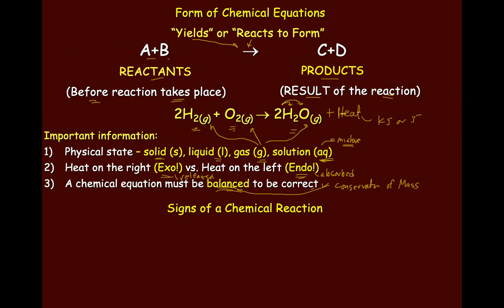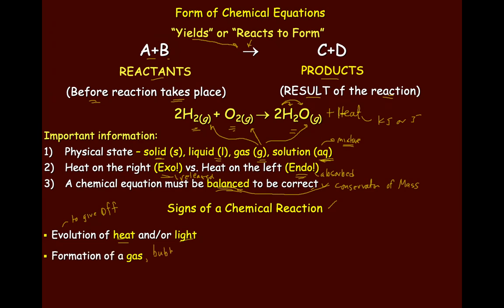Last but not least in this video is going to be the signs of a chemical change. We've done this before. In a chemical reaction, you might give off heat or light. Sometimes the word evolves means given off. Heat or light, or something evolves, that means given off. A formation of a gas, or sometimes you might even see bubbles for this.